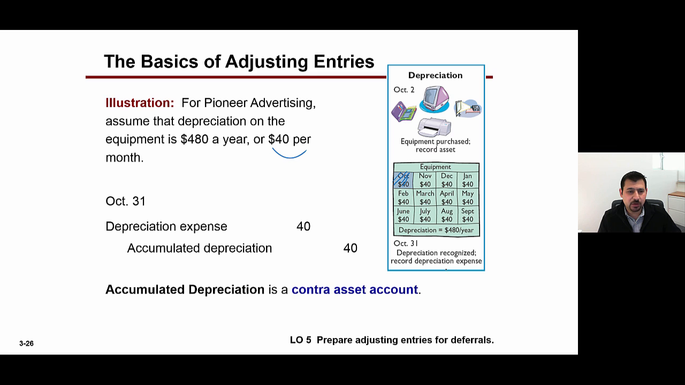So it shows the original cost, which is the balance in the equipment account. And then it also shows how much has expired to date. This is the accumulated depreciation. And like we said, the adjusting entry here would decrease stockholders' equity as it increases expenses. This is the depreciation expense that has increased.